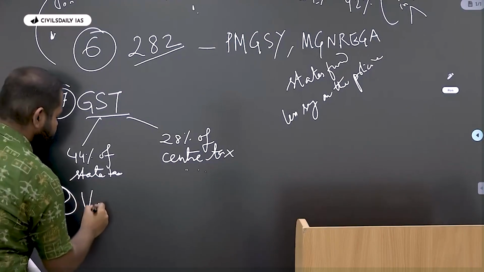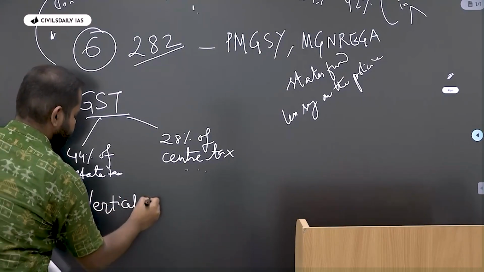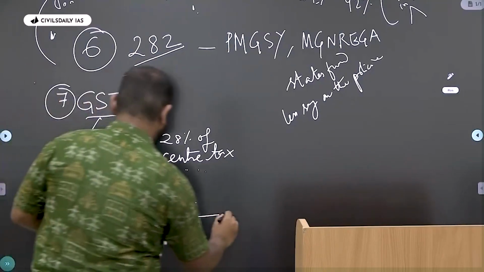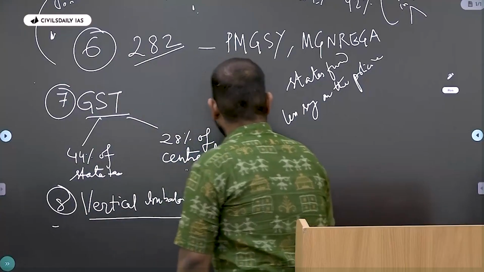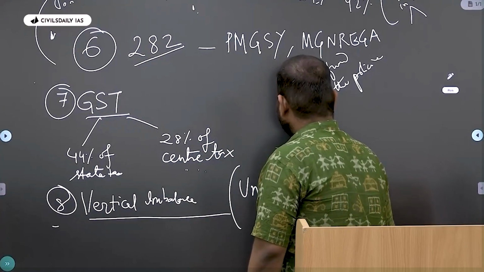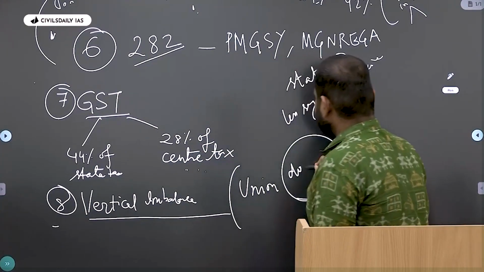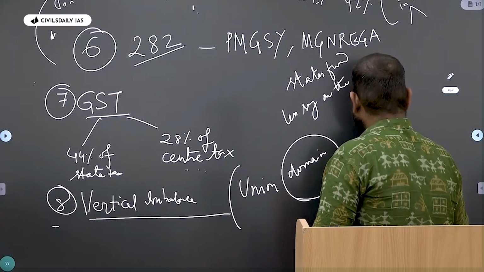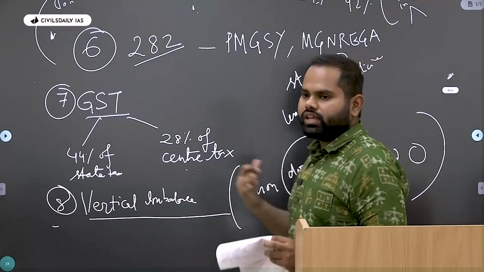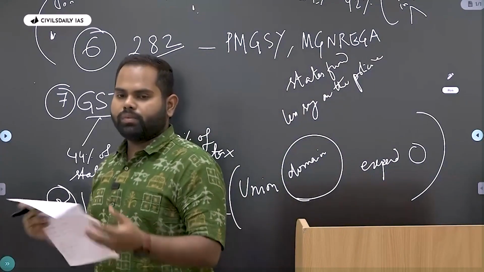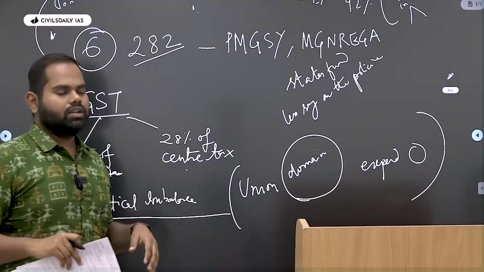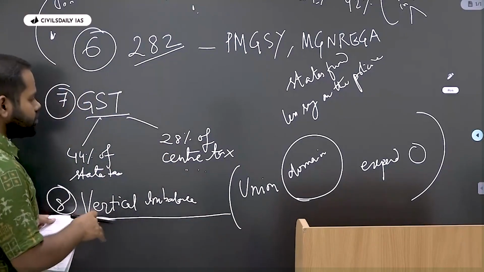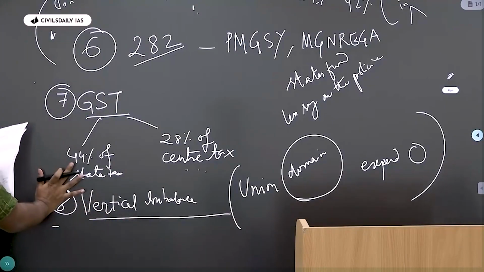There's a vertical imbalance as well in terms of expenditure. The Union has more share in the domains in which it can levy tax, but its expenditure is less as compared to the states. So there is a vertical imbalance between the domains in which they can levy taxes and the amount of actual expenditure they are doing. So that is also one of the contentious issues in fiscal federalism.